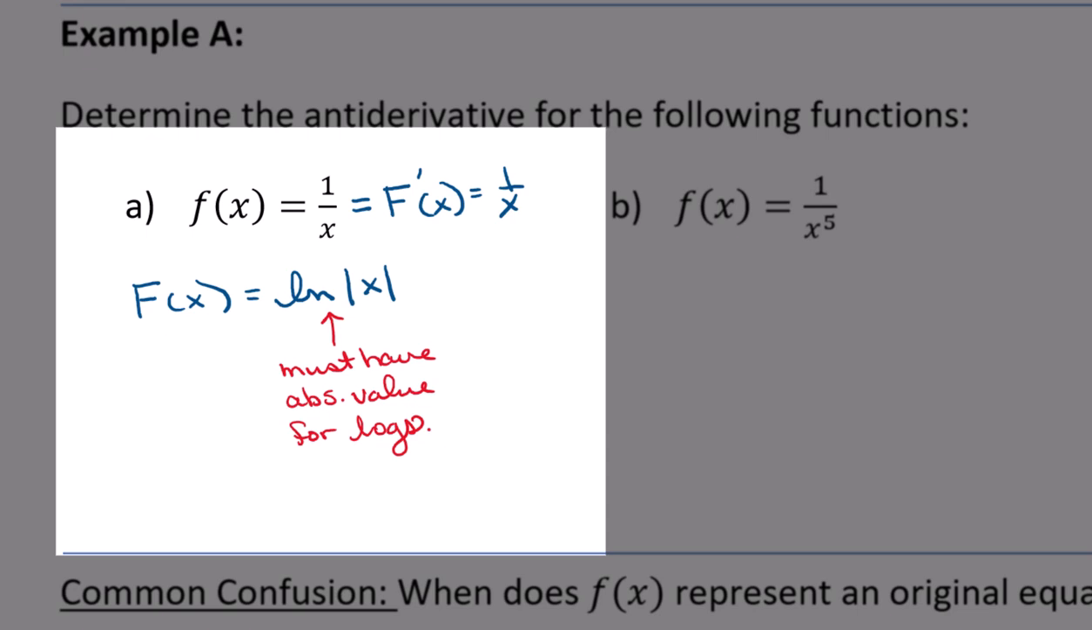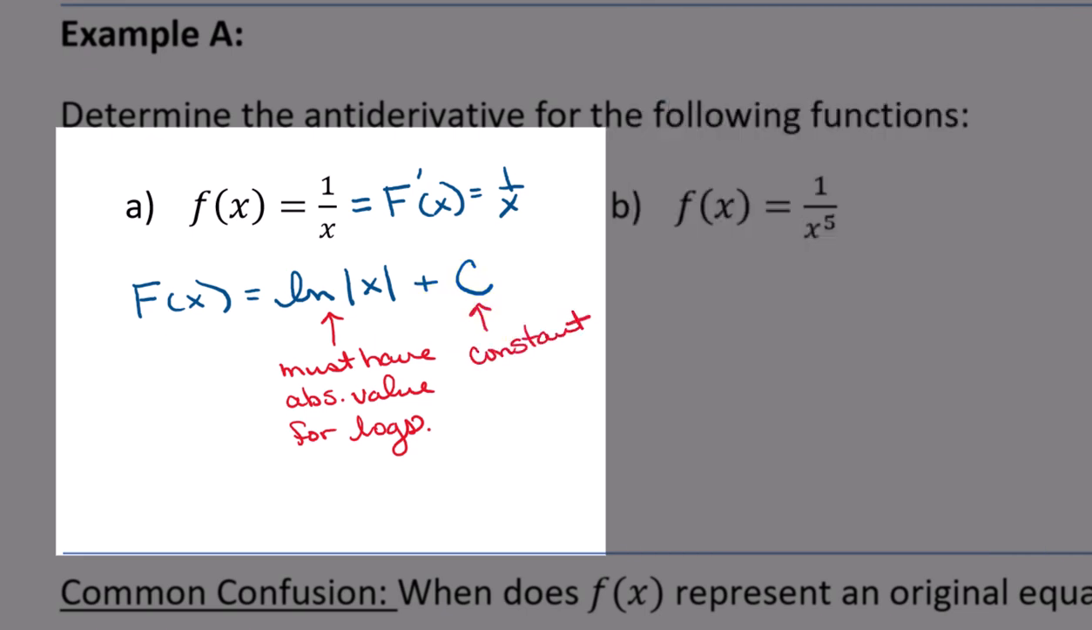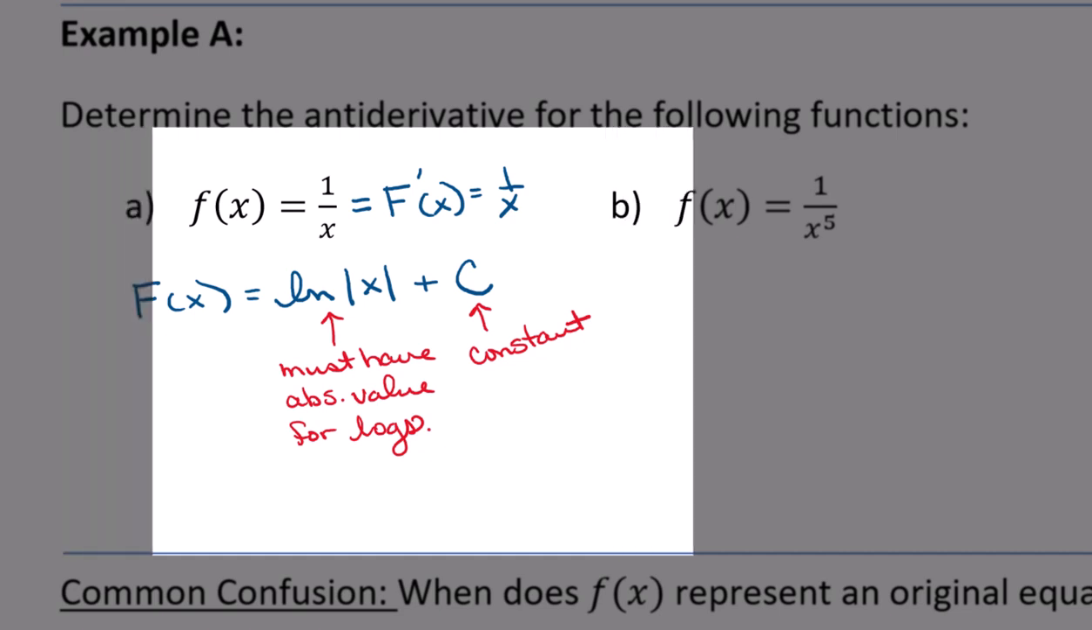The second thing is, remember the derivative of a constant is 0. So this antiderivative function, or the original function, might have had some constant. And I will be honest with you, that is the one piece I often forget when writing antiderivatives. So keep an eye out for me.